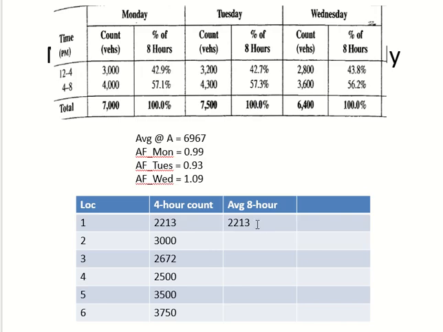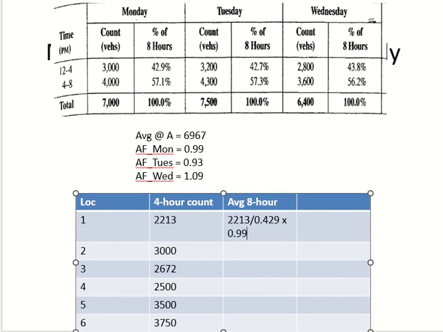So what is the percentage for 12 to 4 on Monday? 42.9. This is the expansion factor, and I will divide by this factor. So from 4 hours it will become 8 hours. But this is the 8 hours of Monday, not an average. To convert it to an average, like we did in the previous example, I multiply with the adjustment factor of Monday, which you already calculated. How much is that?